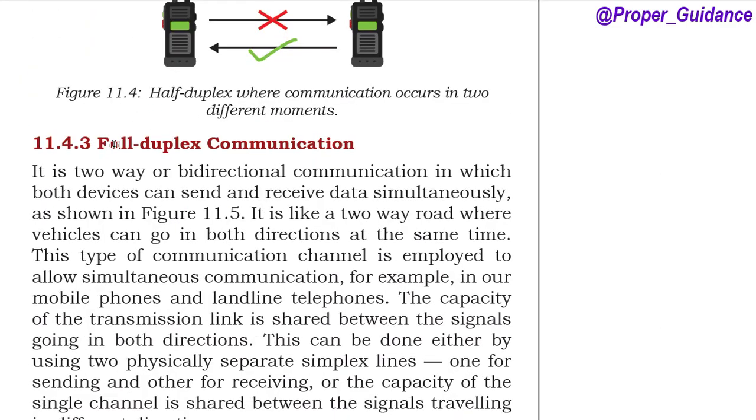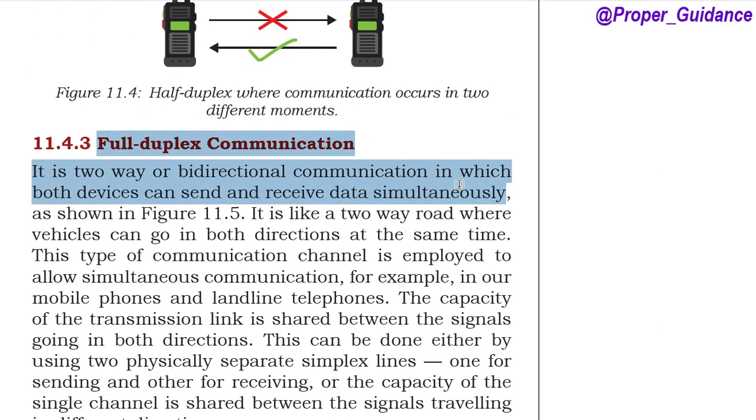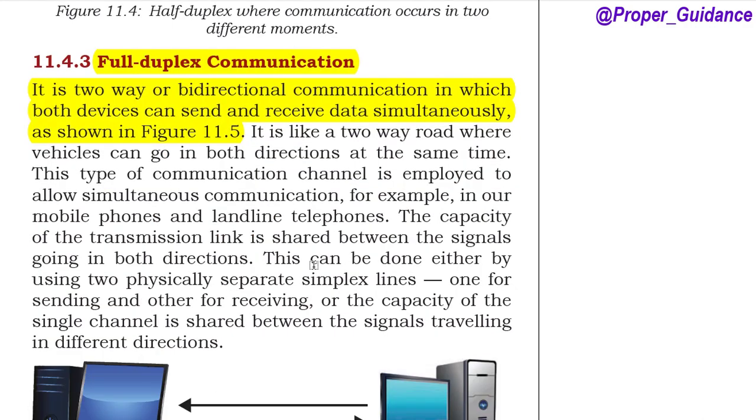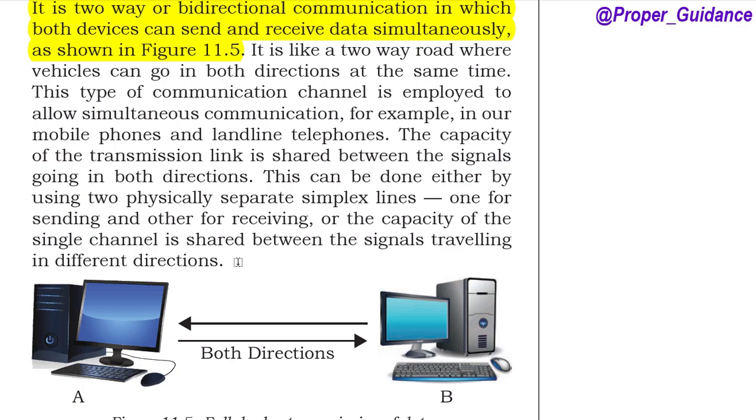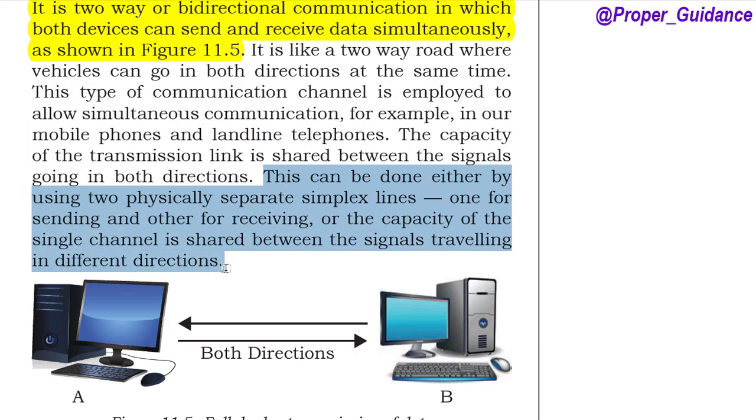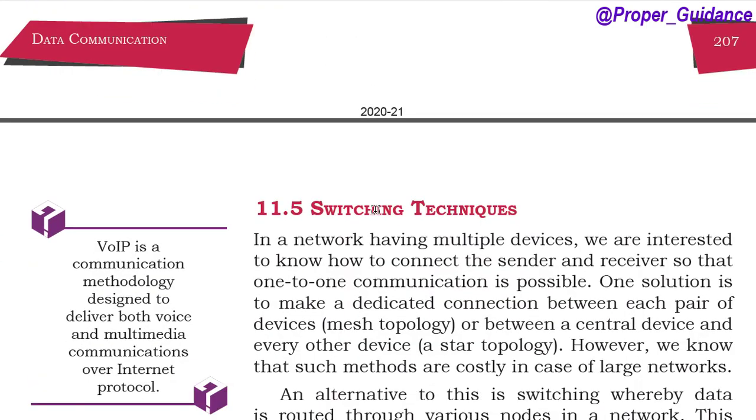And then comes full-duplex communication. It is a two-way or bidirectional communication in which both devices can send and receive simultaneously. It is like a two-way road where vehicles can go through both ways. So this can be done either by using two physically separate simplex lines, one for sending and the other for receiving, or the capacity of the single channel is shared between the signals traveling in different directions. Okay, so these are the techniques we have learned.